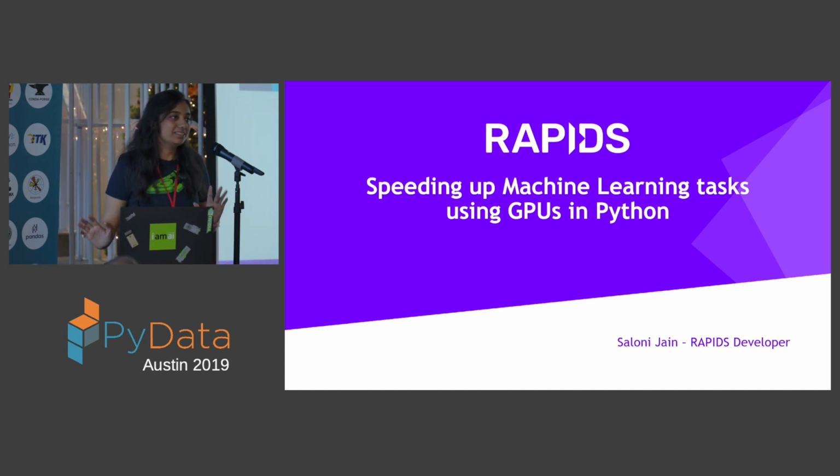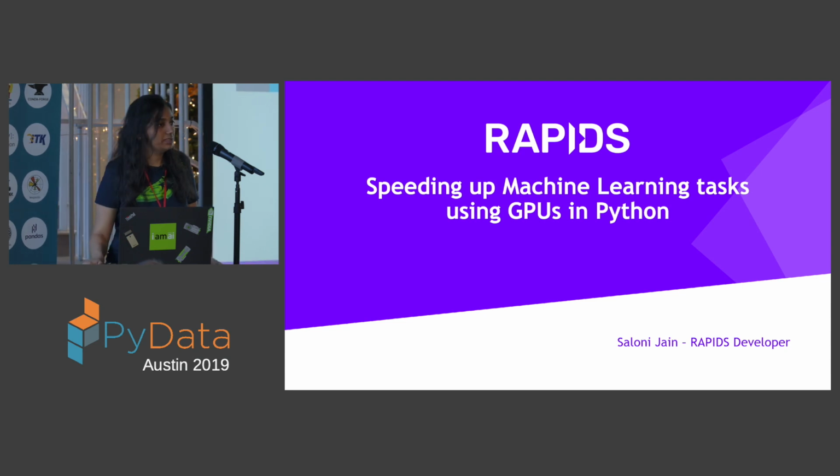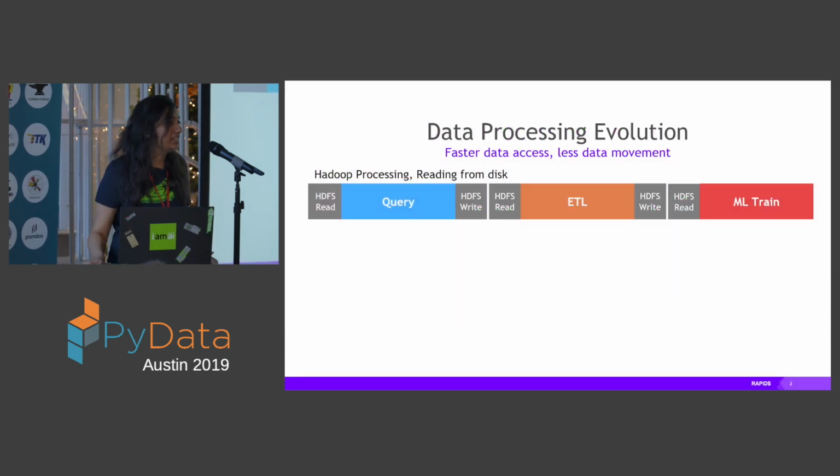Okay, hi, I'm Saloni Jain. I'm a Rapids developer, and I'm a data scientist at NVIDIA. So before I start off with why we need to speed up machine learning tasks on GPUs, and using Python APIs, I'm going to talk about the whole reason why we started doing it.